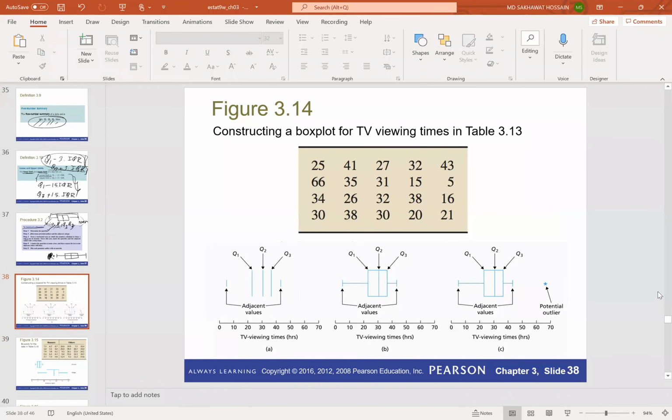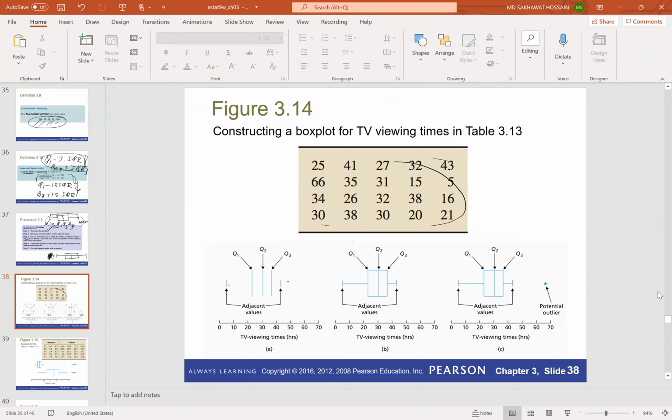Okay, so here is an example, constructing a box plot for TV viewing times in table 3.13. So this is the TV viewing times. First we'll find the minimum number. And if there are outliers, actually we find the adjacent values. Adjacent values mean that if we have outliers on the right side, then the previous value of the outliers is called the adjacent value.